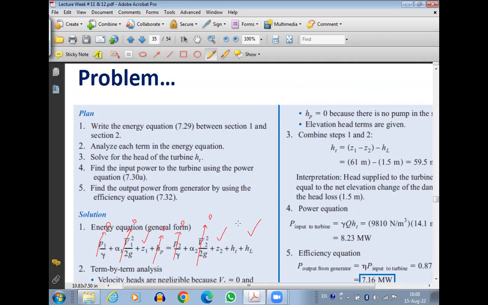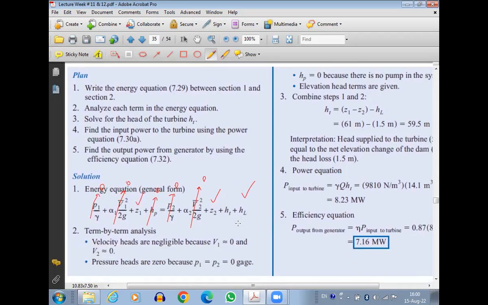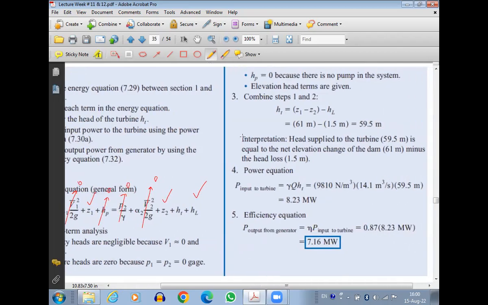So what's left is just the turbine head. We know the elevations, Z1, Z2, we know head loss. We're going to use this to find out how much is the turbine head. So turbine head comes out to be 59.5. If you know the turbine head, you can find out how much is the turbine fluid power. The formula for the turbine fluid power will be gamma Q H_T. Substituting the values, because we know the volume flow rate and the turbine head, we can find out that it is about 8.23 megawatt.